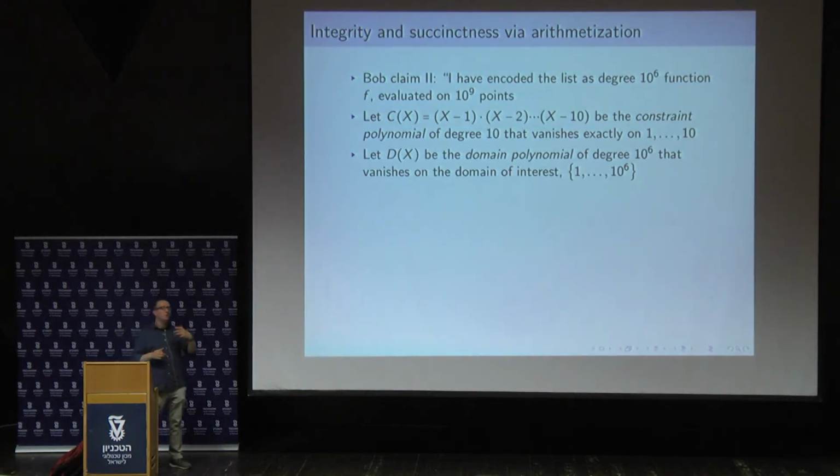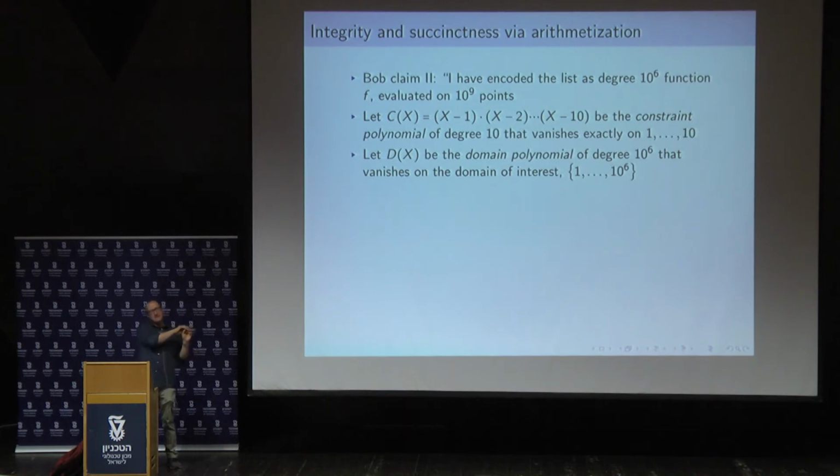Now, okay, I'm going to explain how the magic works, which is what magicians are not supposed to do. But, okay. We're going to have to define 2 auxiliary polynomials. I'll call them C and D. C is going to be the constraint polynomial. It checks constraints. And D is going to be the domain polynomial. It specifies where you need to check these constraints.